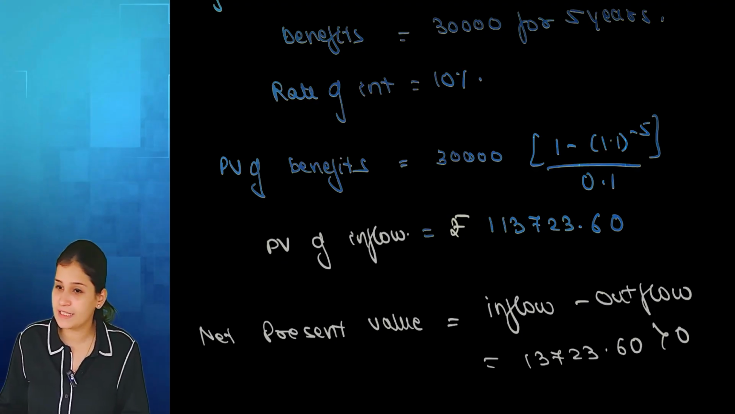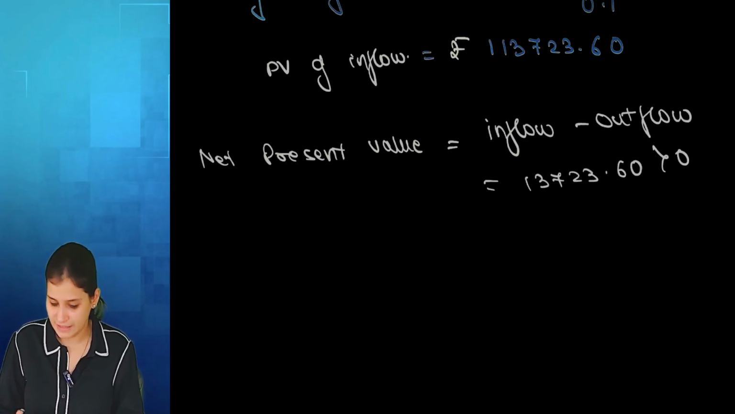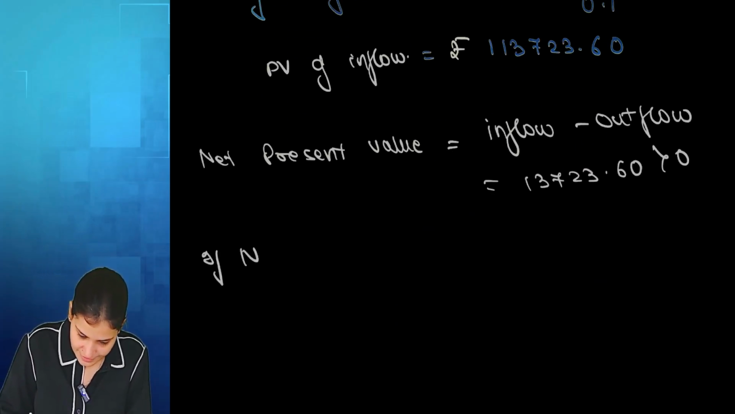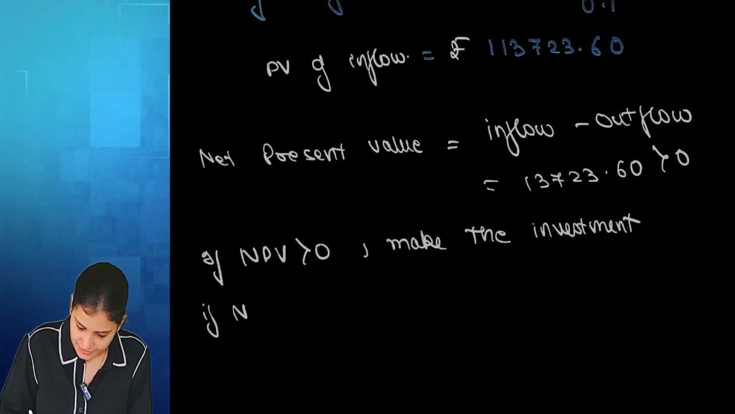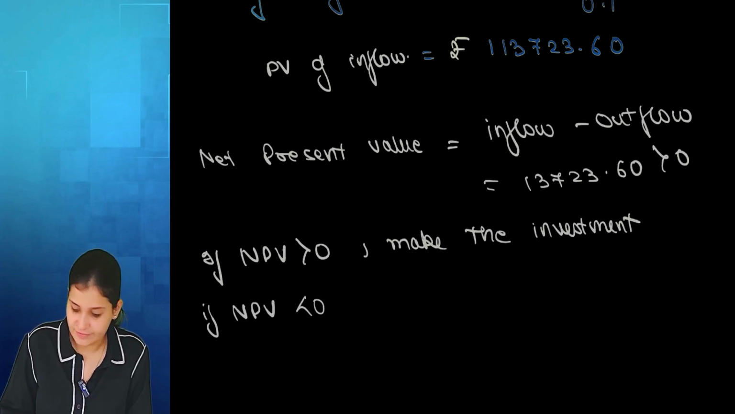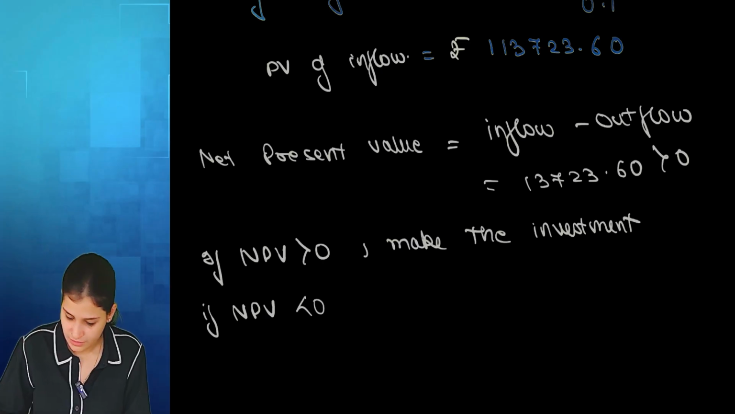If the net present value is negative, don't make the investment. If net present value is positive, make the investment. If net present value is negative, that means inflow is smaller, so don't make the investment.